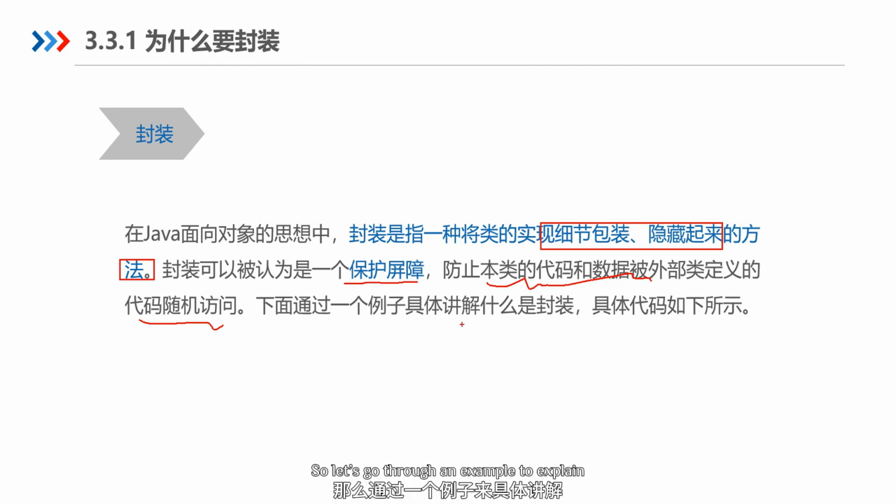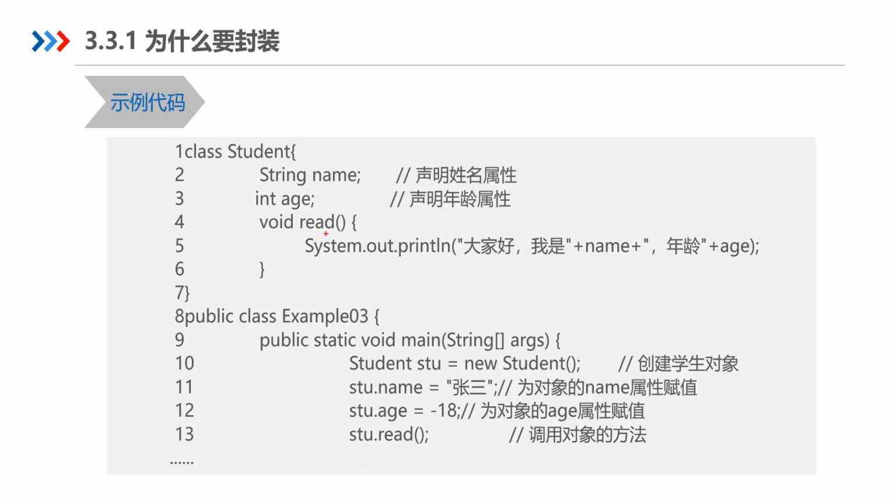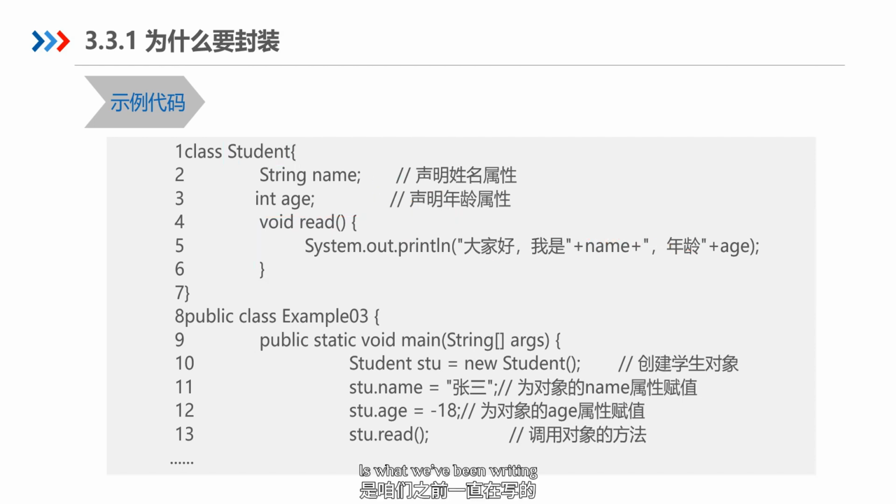Okay, let's take a look. So let's go through an example to explain. Let's take a look at this example. We define a read method in this class. So this is what we've been writing. But what's the problem? The problem is very obvious. When we access it from the external class, can I randomly give this age, or give this name a value?